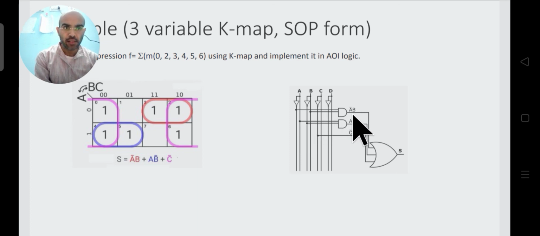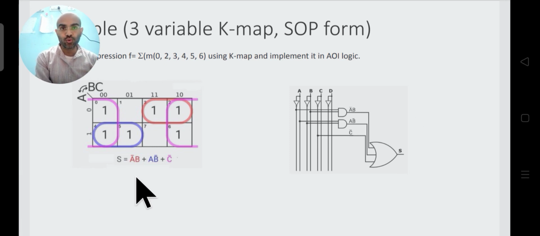Once they are available, for the term A bar B, we use an AND gate. We take the input from A bar and the input from B, so this becomes A bar B. Then for this term we take the input from A and from B bar, so A B bar. Then C bar. Now once we get all these terms, we have to put this plus in between. To put the plus in hardware, we use an OR gate, and this is a 3 input OR gate. Here at S you will get this expression.